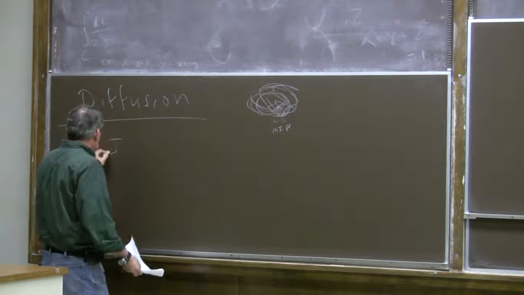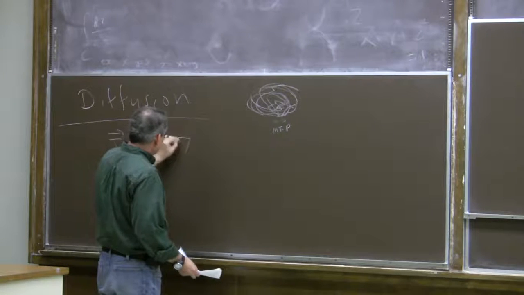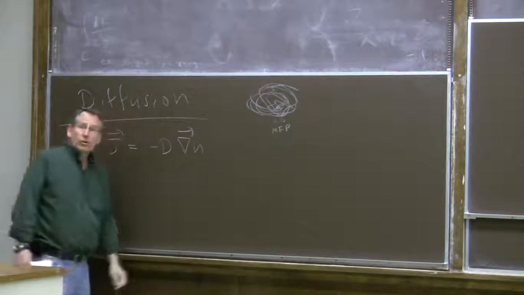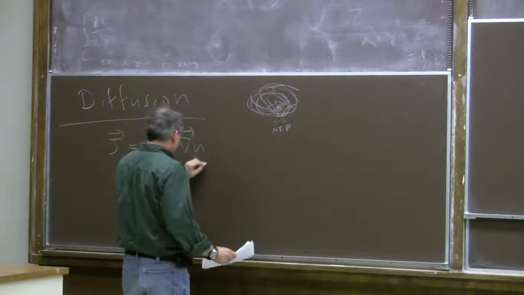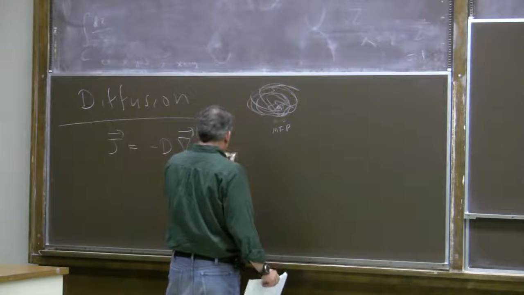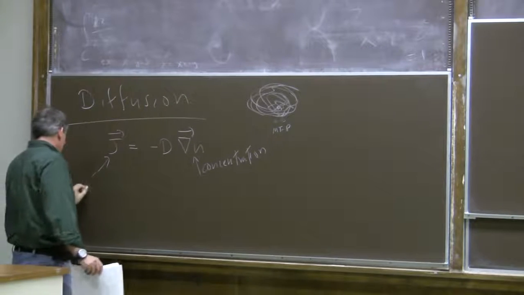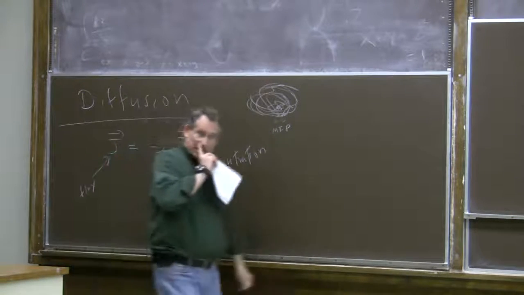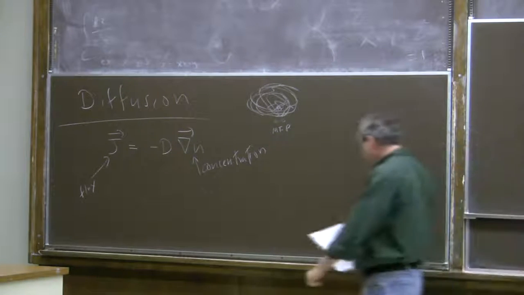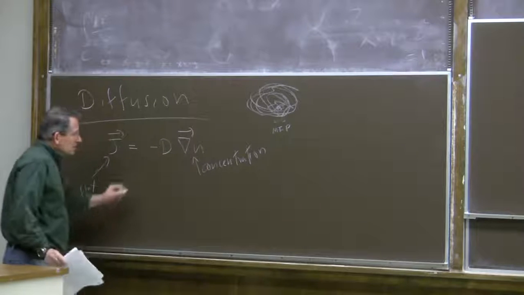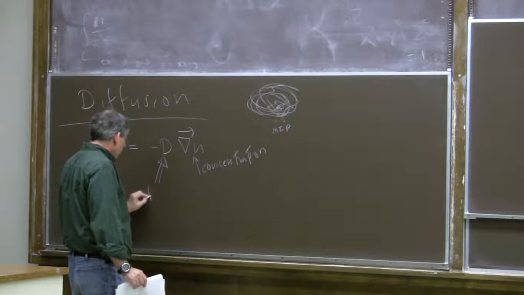And then there will be a flux according to the diffusion law, proportional to the gradient of the concentration of particles. Flux. The concentration tends to flow from regions of high concentration to regions of low concentration for purely statistical reasons. And the constant appearing in the equation is called the diffusion constant or diffusivity.